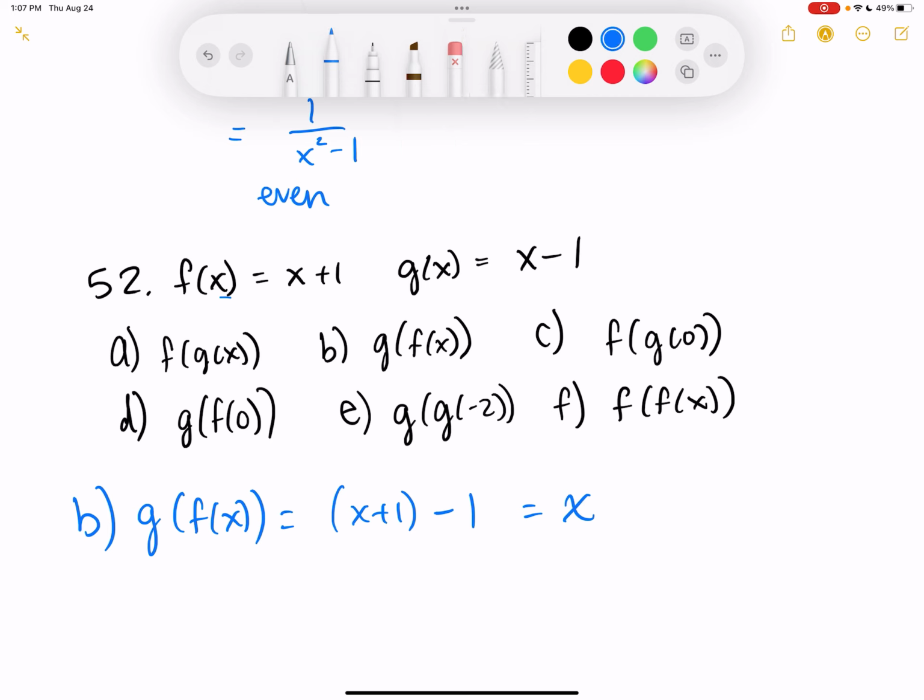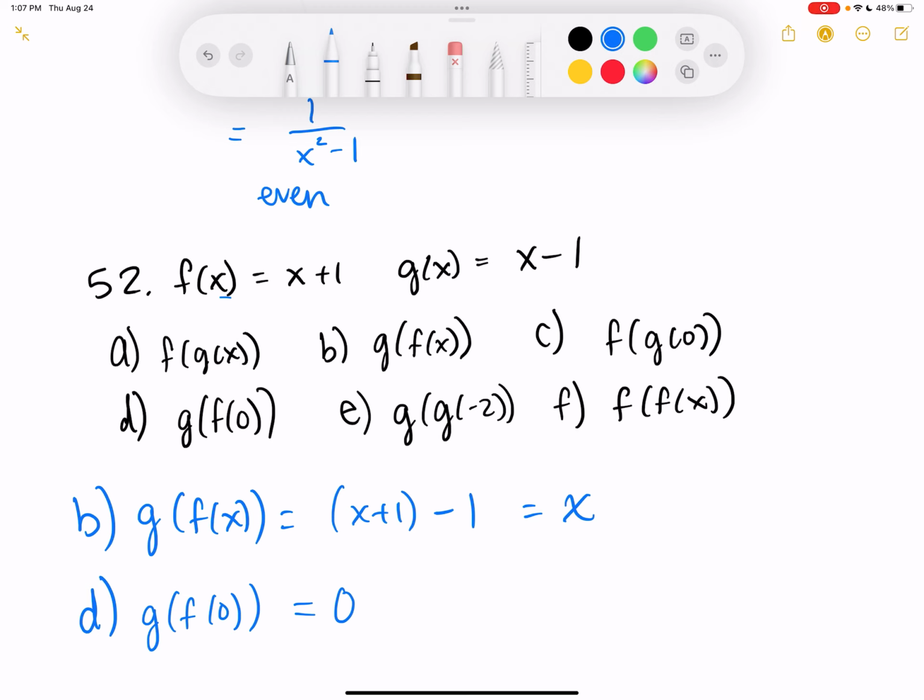So then if we jump down and did D, that means that we've already got this here. So g of f of 0 then is going to be what? Zero. G of f of 0. So I did g of f of x and I was left with x. So now I plug in 0 anywhere there's an x. So it's just 0.